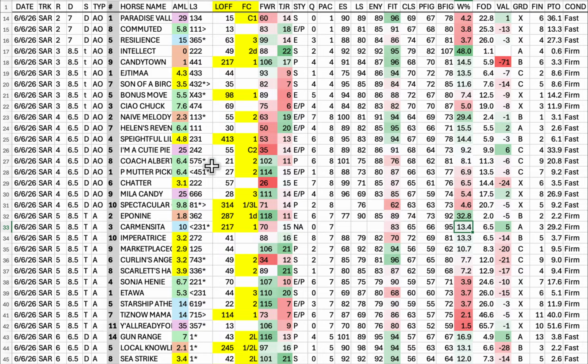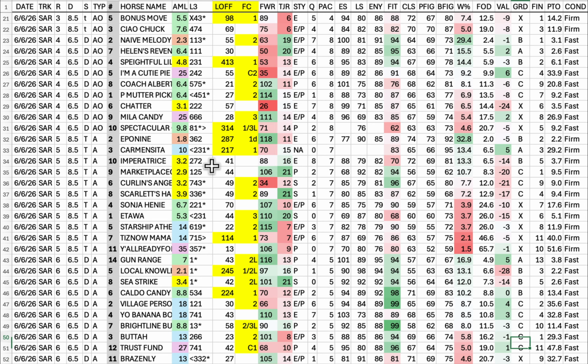But I think I bet on Carmenista. No, I didn't. I didn't bet on that horse. I think I passed on this race. But anyway, I didn't bet on Marketplace of Ideas. Race 5. I'm gonna keep going through this briefly.